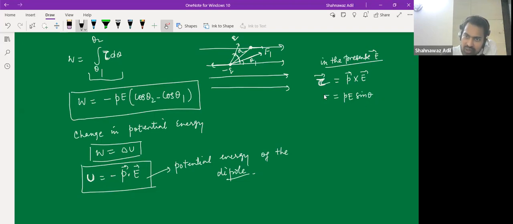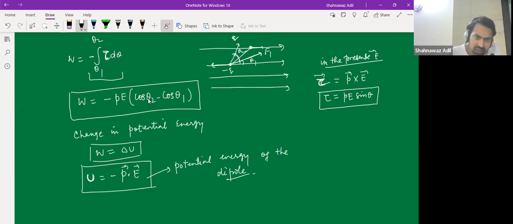So this is the magnitude, and there is a minus here, right? So if we put tau equal to P E sin theta, the P E is taken outside, and when we integrate sin theta we get cos theta. So this becomes cos theta 2 minus cos theta 1, right? So this is how we calculate work done.